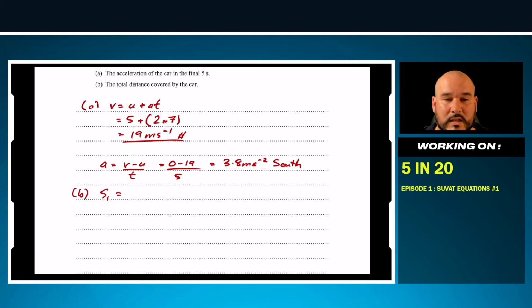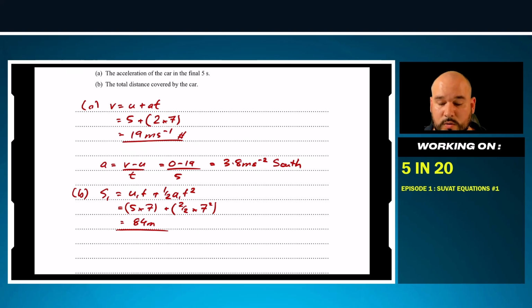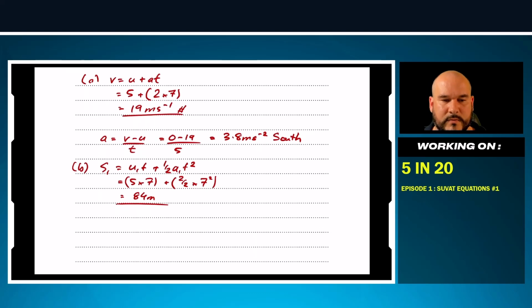Firstly, let's find the displacement over the first 7 seconds. We have ut plus a half at squared. We know the acceleration, the initial speed, and the time over which this occurs, so we can find the displacement. We've got 84 meters for the first leg. You could also use v squared equals u squared plus 2as to find s.